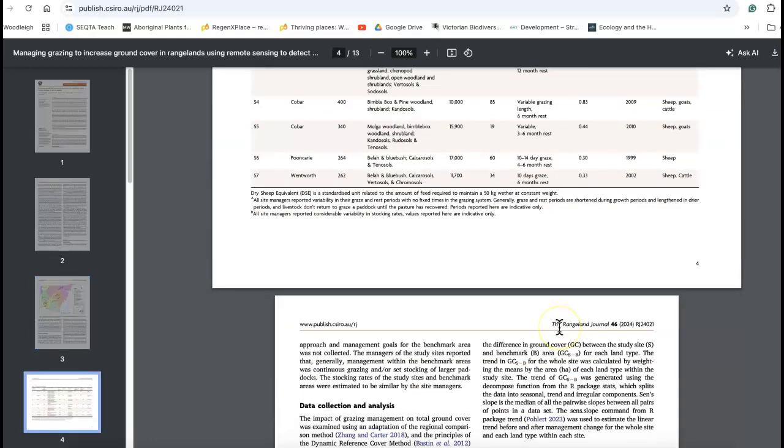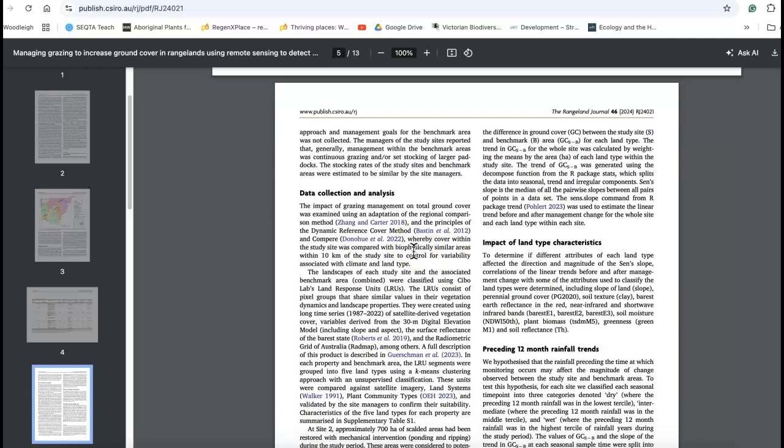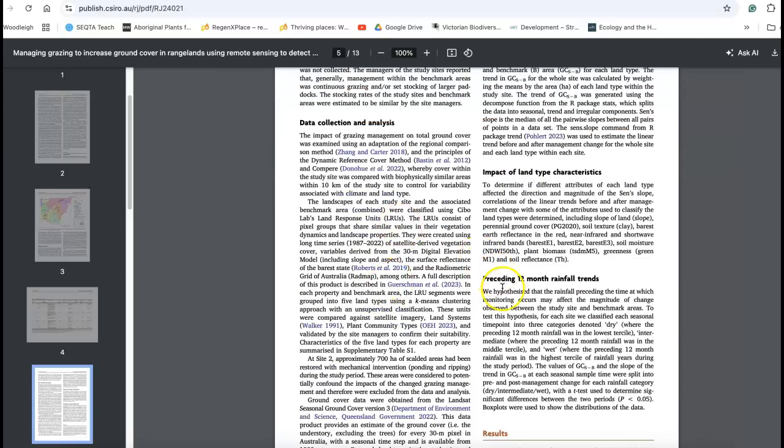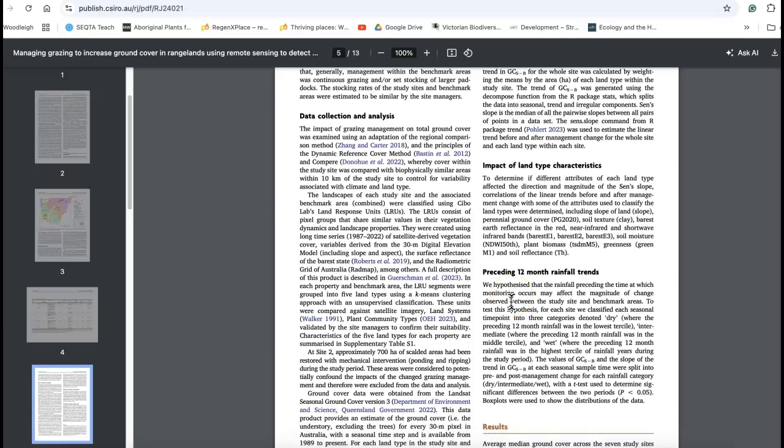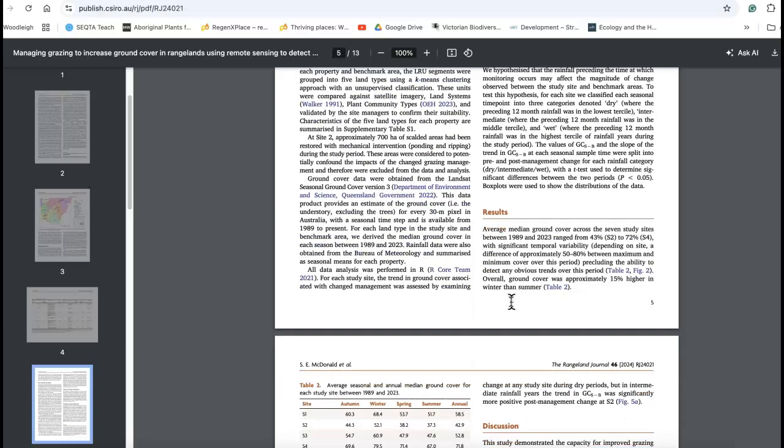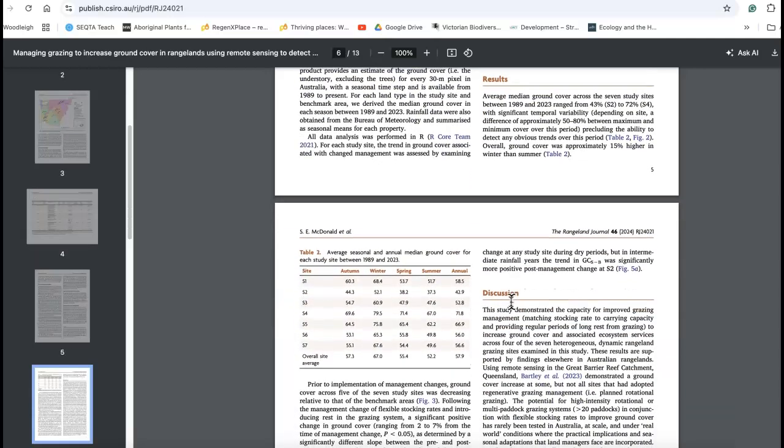They've got some interesting information there already. Data collection and analysis. So it's talking about how they collect their data and they start looking at the analysis. Still at this point in time, don't care. Results are, now this is what I do care about. Is this a useful thing to help me? Average median ground cover across the 7 study sites between 1989 and 2023 range from. So there's a big increase there. Significant temporal variability, precluding the ability to detect any obvious trends over this period. Ground cover was approximately 50% higher in winter than summer. Yeah, okay, well, that's expected.